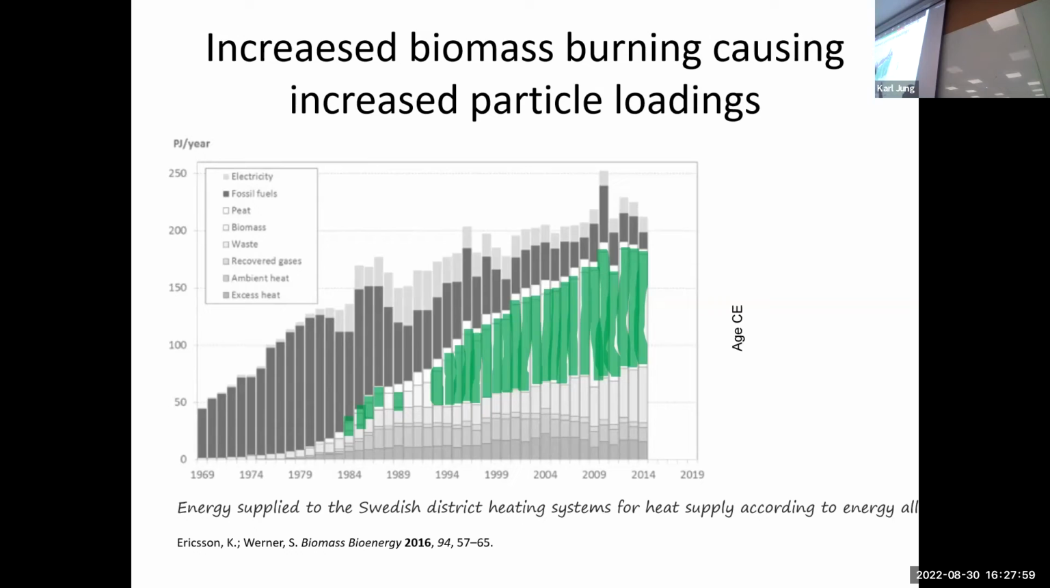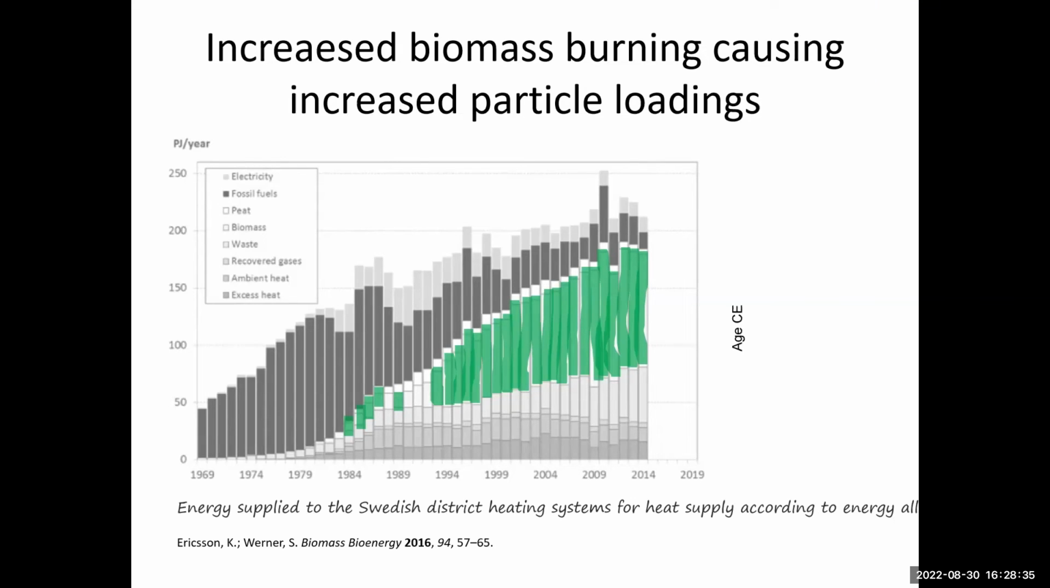This figure shows the use of biomass for heat production in Sweden. That's colored by the green wedge here. That's biomass. And we have 2019 back to 1969. The dark band here, that's fossil fuels. And this graph shows the phasing out of fossil fuels for district heating in Sweden and the replacement of that by biomass. Before 1980, you had hardly any biomass for district heating in Sweden. From the 1990s, it really starts to take off.